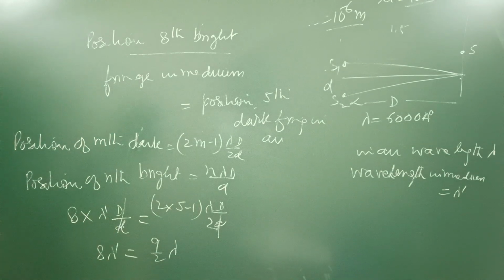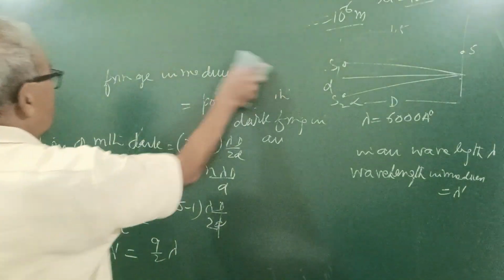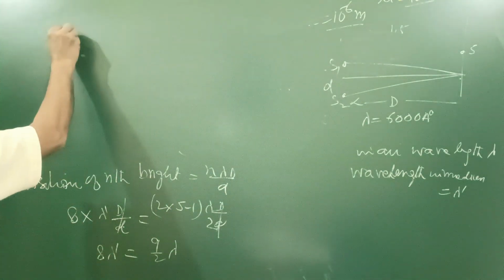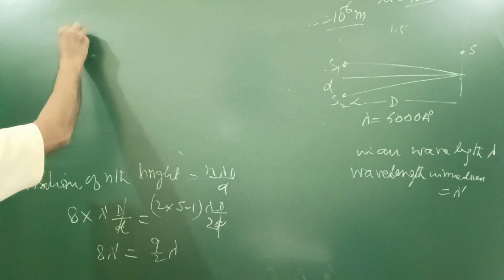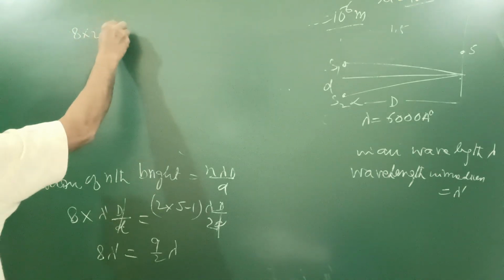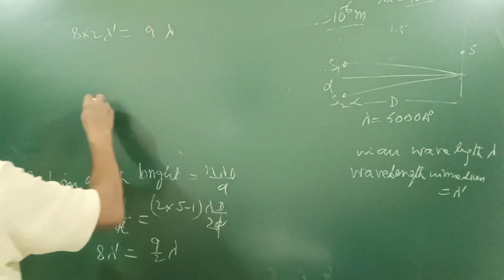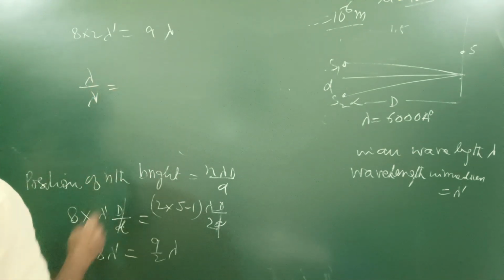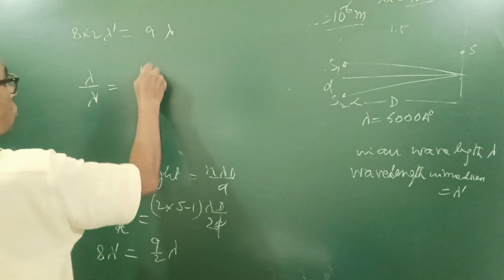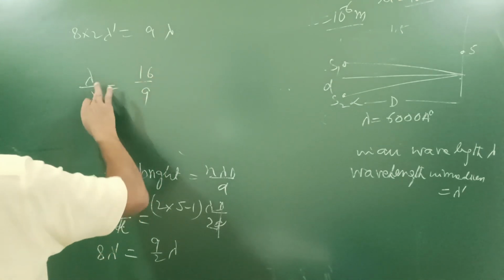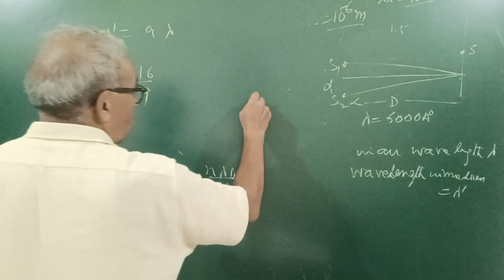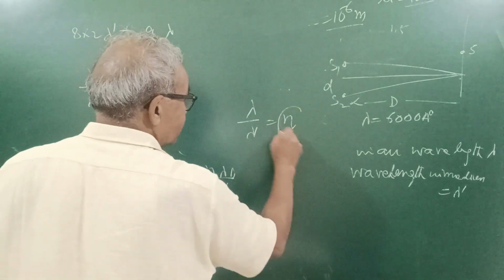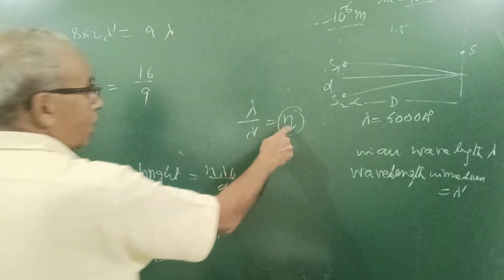And therefore 8 into 2 lambda dash is equal to 9 lambda, and lambda upon lambda dash is equal to 16 upon 9, and we know lambda upon lambda dash is the refractive index n. What is n here? Refractive index.